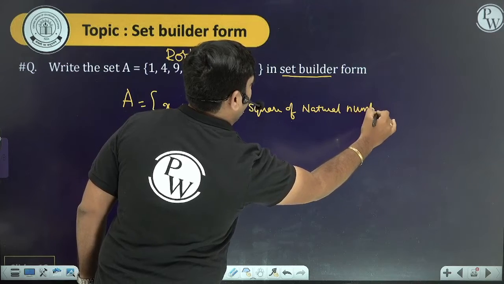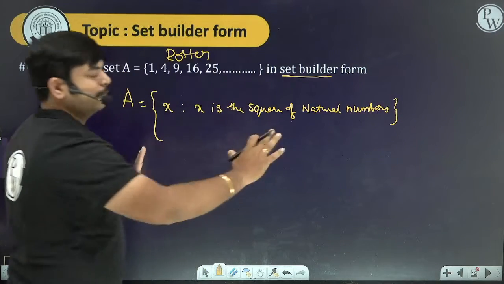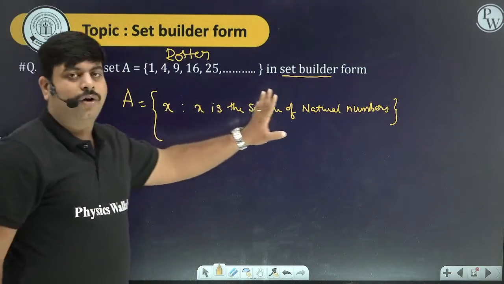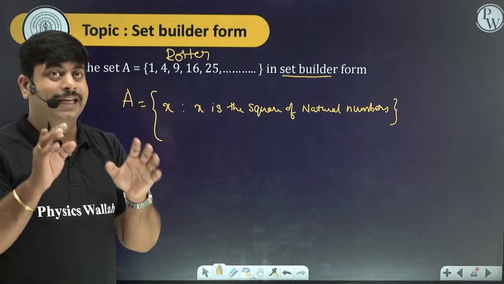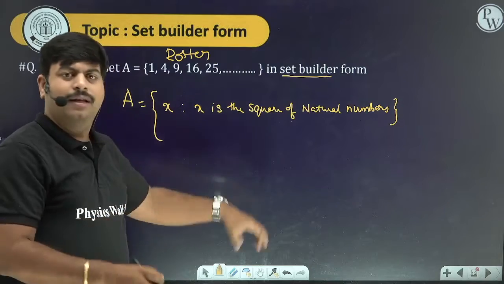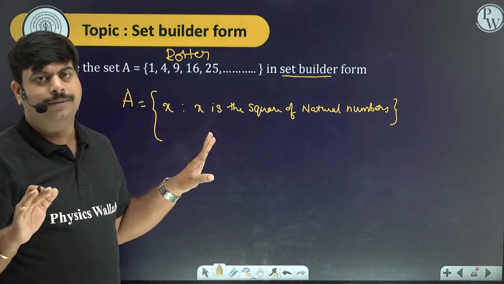X is a square of natural numbers. You can write like this, in simple words: x says that x is a square of natural numbers. All natural numbers, okay? When I'm not giving any particular interval, we take all the natural numbers, right?